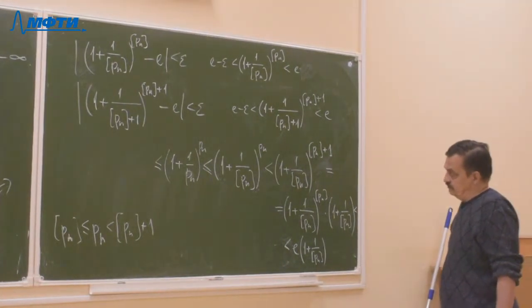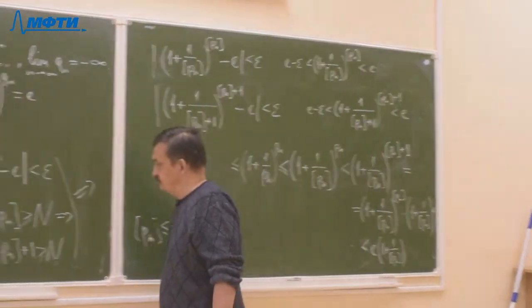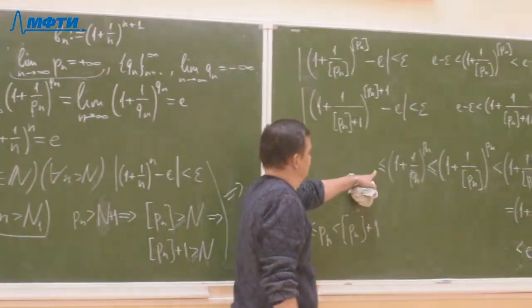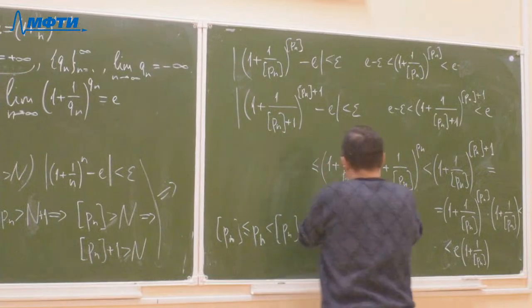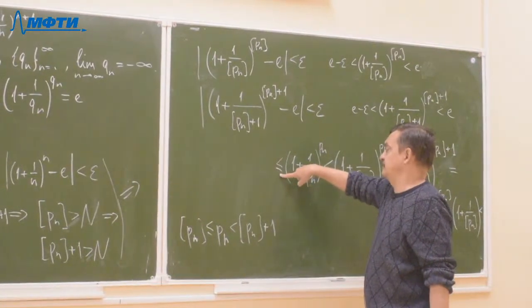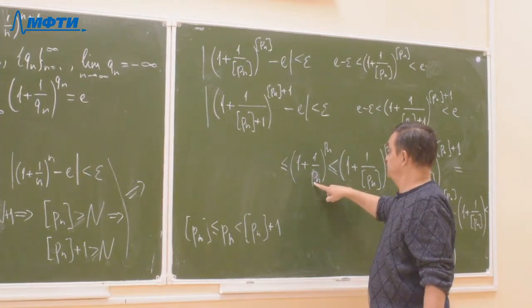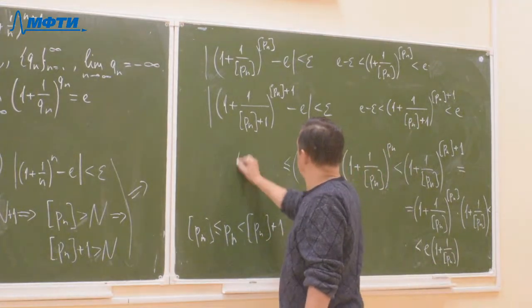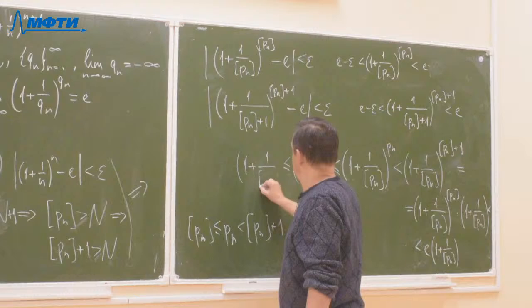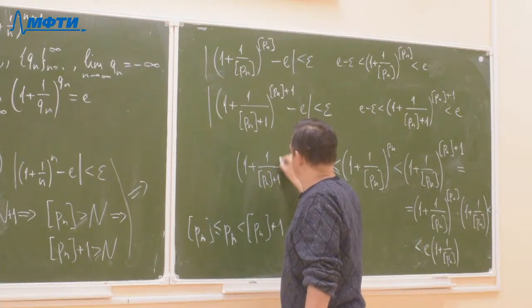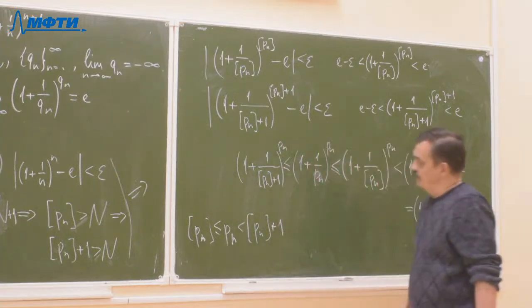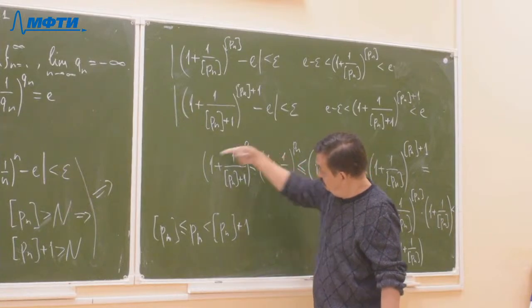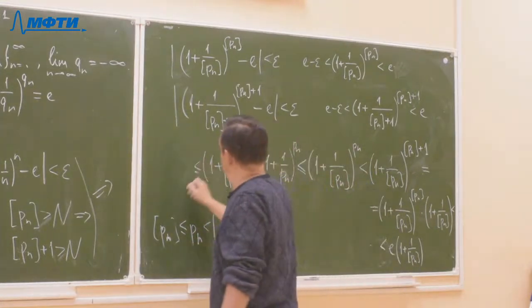Now, let's go to the left. Analogously, so I want to write an estimate below. It means I should estimate Pn above. Pn above is this one. So 1 plus 1 over integer part of Pn plus 1, to the power Pn. Then I should estimate Pn here below, that is integer part Pn.